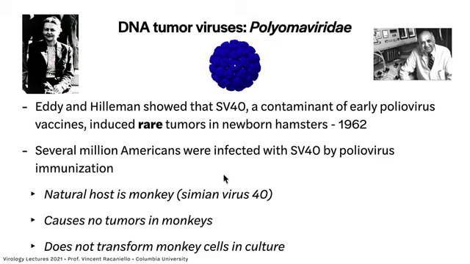And as I told you, many Americans were infected with SV40. And there were many lawsuits for many years claiming that this caused their cancers of all different sorts, but not really proven in any way as far as I can tell. And it shouldn't, because these are species specific. They don't cause tumors in the host of origin. Well, I guess humans are not the host of origin, so it's theoretically possible, but it wasn't the case. Anyway, SV40, the natural host is monkey, causes no tumors in monkeys, and doesn't transform monkey cells in culture, but will cause tumors in hamsters.